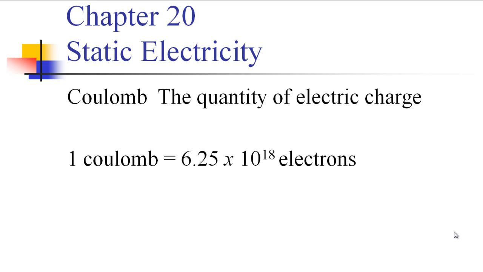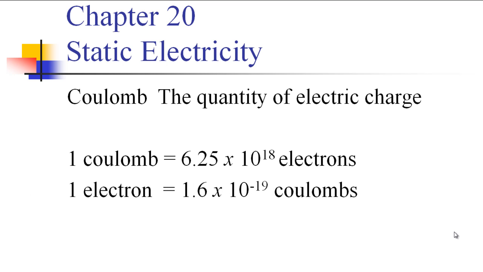For 1 coulomb, there are 6.25 times 10 to the 18 electrons. That's a lot of electrons. Shows how small we are. Or you can write it this way: 1 electron equals 1.6 times 10 to the minus 19 coulombs. So that's the charge on 1 electron. You abbreviate coulombs with a big C.